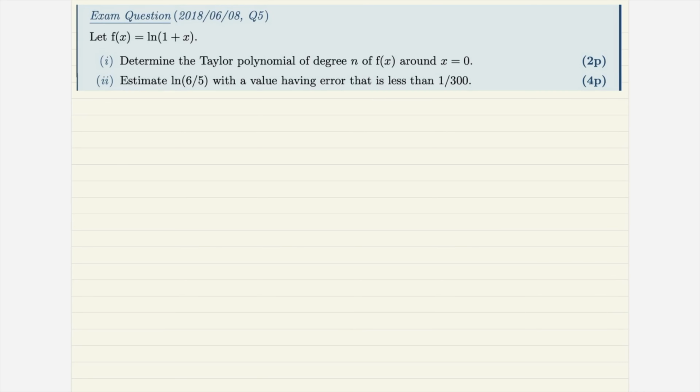Hello, in this video we are going to solve an exam problem on the topic of Taylor's formula. Let f of x be equal to ln of 1 plus x. Part 1. Determine the Taylor polynomial of degree n of f of x around x equals 0. Part 2. Estimate ln of 6 over 5 with a value having error that is less than 1 over 300.